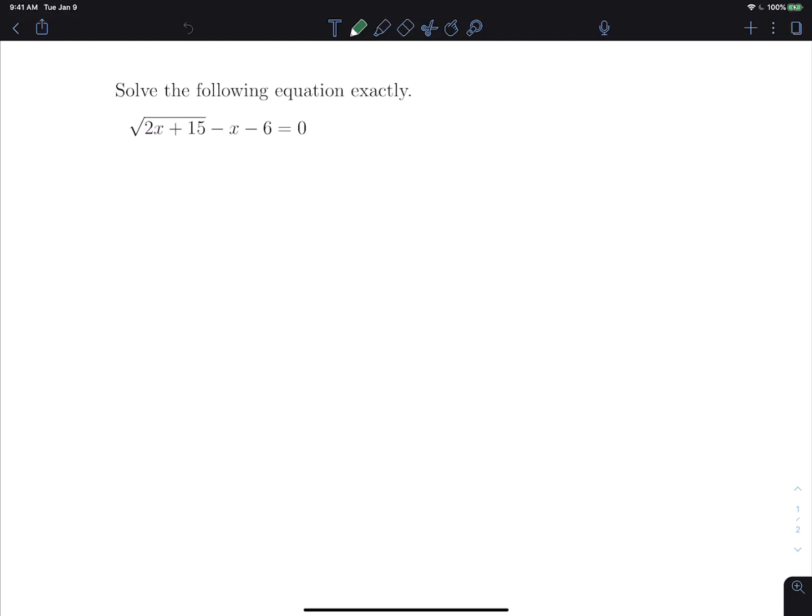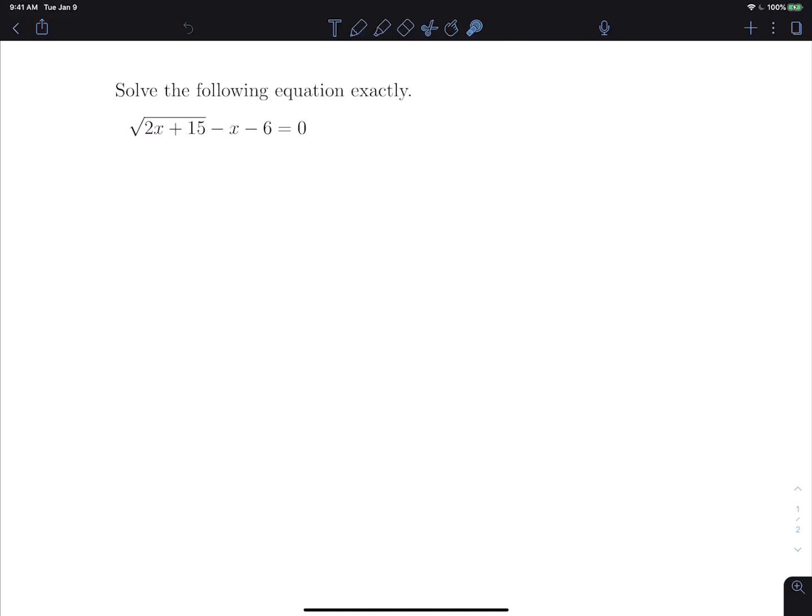Hello. In this video, we're going to go ahead and look at solving the following equation exactly. We want to solve the square root of 2x plus 15, and then outside the radical we have minus x minus 6 equals 0.